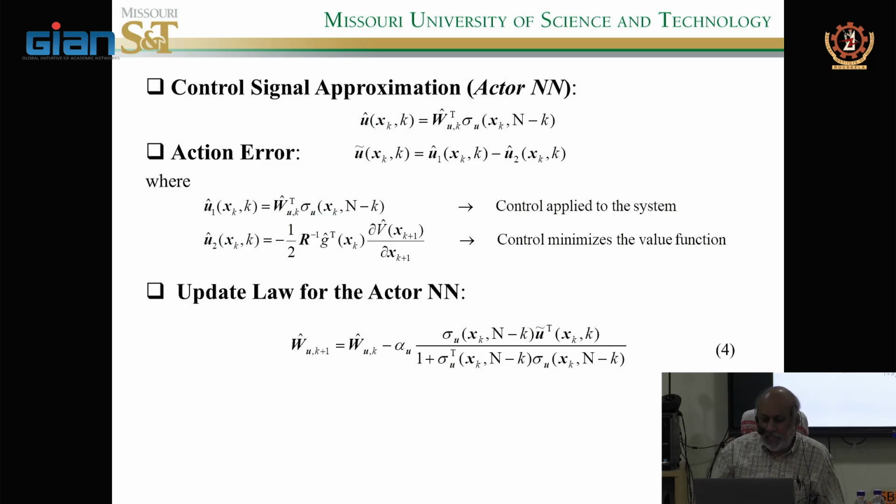Okay? And you see that alpha u, this alpha u is the learning rate for this actor network. And so I don't have a way to select that. That's what the question was earlier. But you can select using some trial and error.